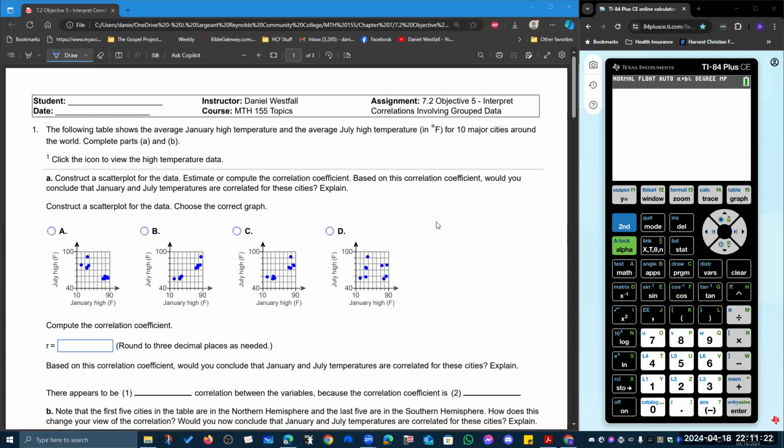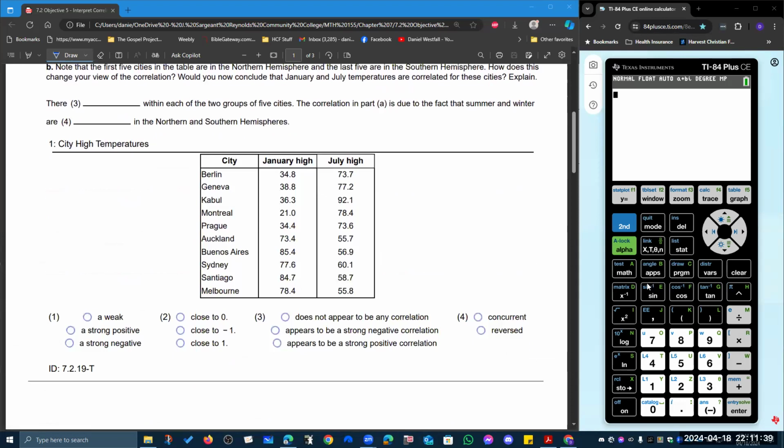So construct a scatter plot for the data. Estimate or compute the correlation coefficient. Based on the correlation coefficient, would you conclude that January and July temperatures are correlated for these cities, and explain? So my data is down here. Stat edit, and I'm going to put the January high temperatures in L1.